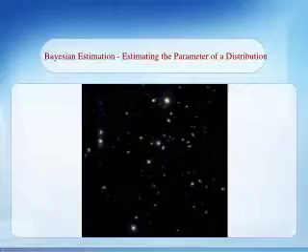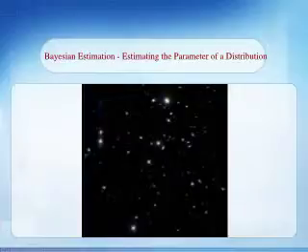The conjugacy has a nice implication. In a sequential setting where we receive a sequence of instances, because the posterior and the prior have the same form, the current posterior accumulates information from all past instances and becomes the prior for the next instance.